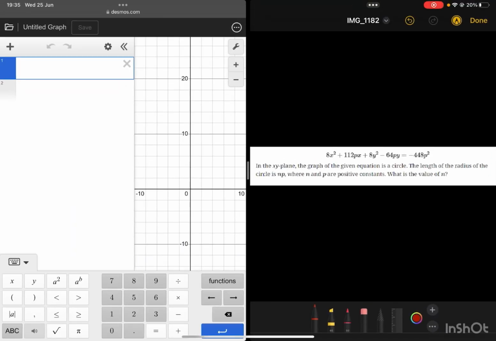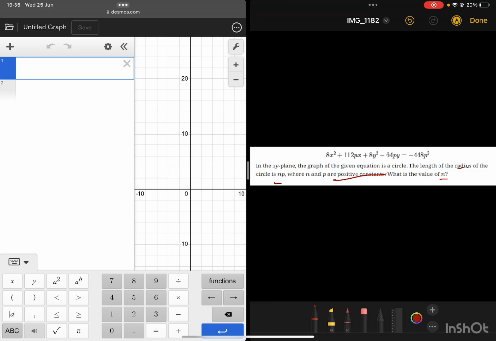Hey guys, today I'll show you a very helpful tip to solve a circle question of the SAT. Okay, so we have in the xy-plane, the graph of the equation is a circle. The length of the radius of the circle is np, where n and p are positive constants, so it's asking the value of n. So now we gotta find the radius first.